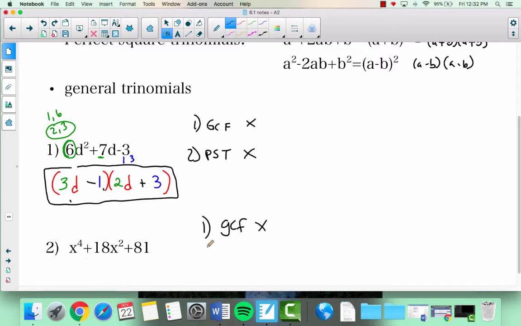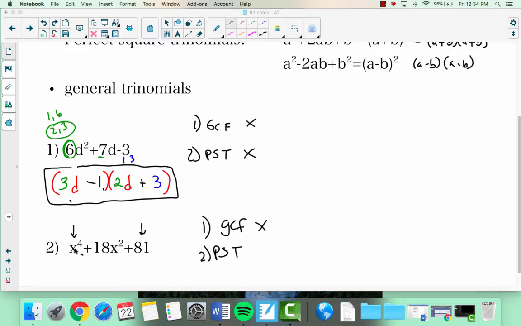Then we want to see if it's a perfect square trinomial. So always look at the first term and the last term. First term can be written as a perfect square, and so can 81. So since these can be written as perfect squares, we know it is a perfect square trinomial, so we're going to go ahead and factor it as such.